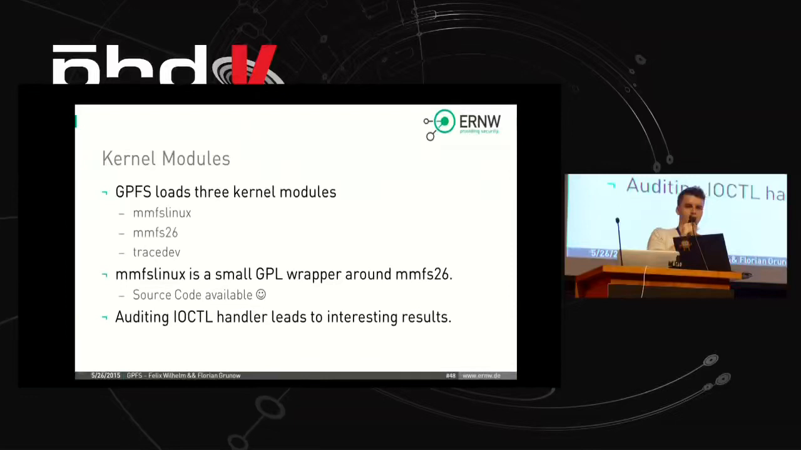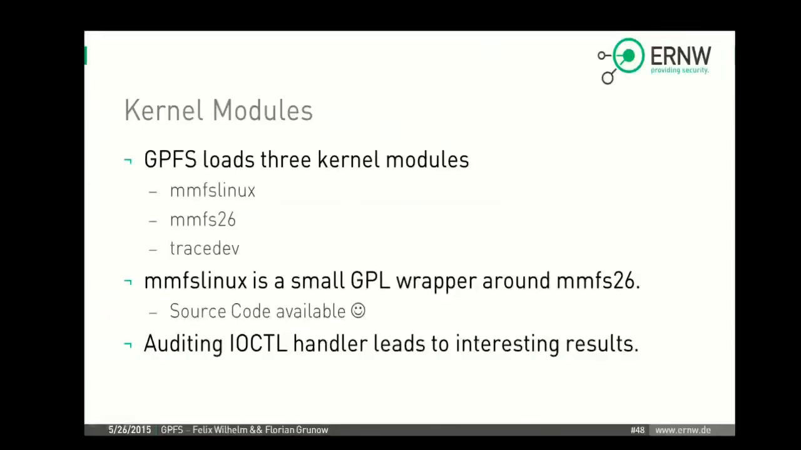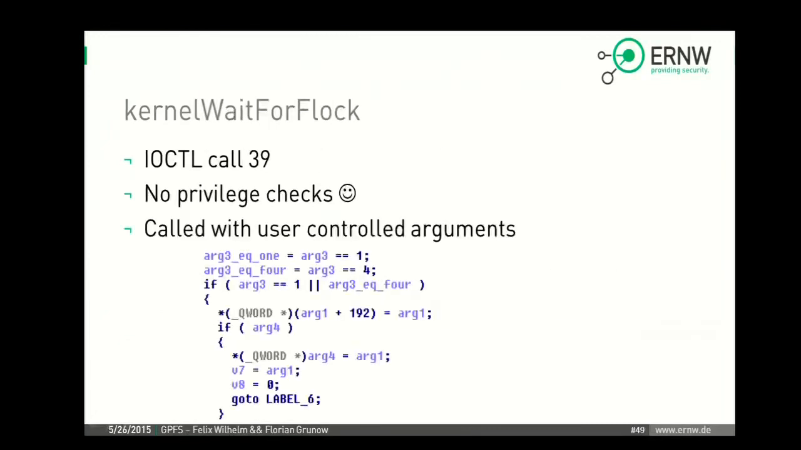And basically they have like 3 kernel modules, but MMFS Linux is just some kind of GPL wrapper they're potentially using to not violate any licenses. So the actual work is performed by MMFS 2.6. And you can simply put it in IDA and start auditing all the IOCTL handlers. And I basically started with IOCTL 1.